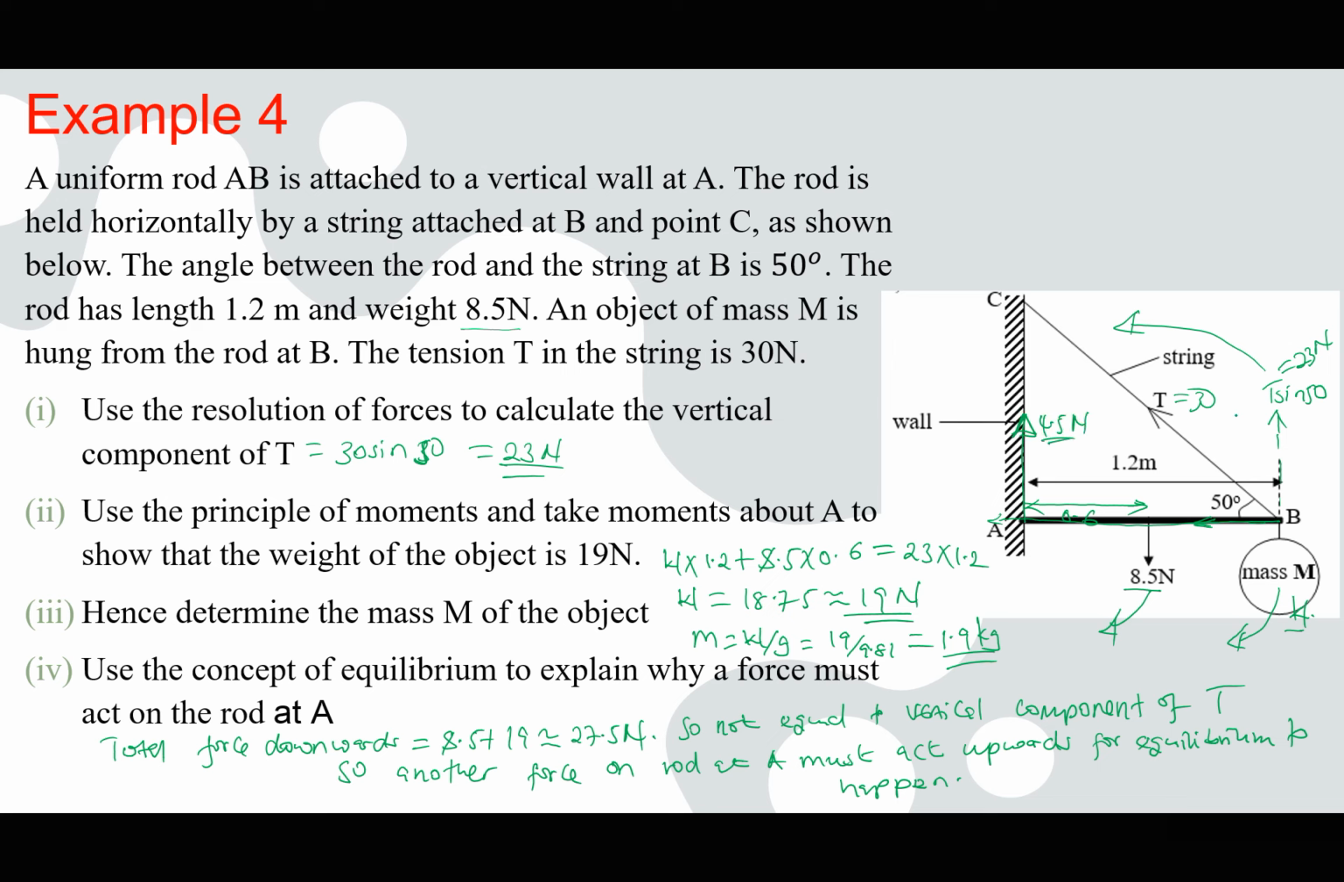Of course, the component of T sine theta is going to be balanced by a force exerted on the rod in the opposite direction, which should also be equal in magnitude. The component of T in the horizontal is balanced by the force exerted on the rod in the horizontal from the wall, which should be equal but opposite.